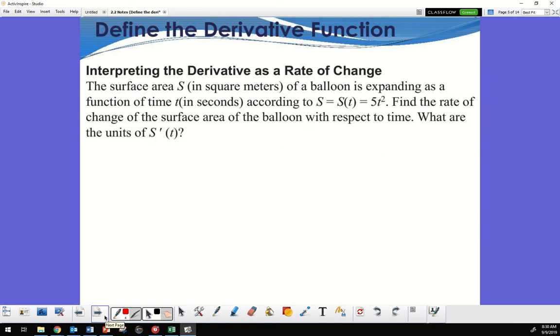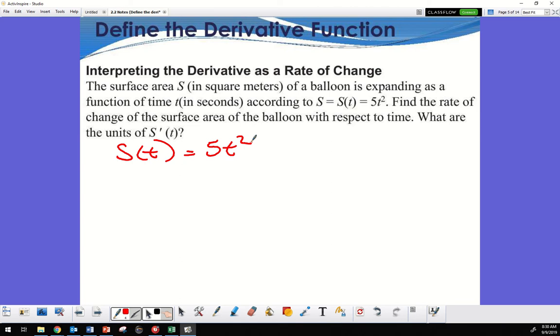Anyway, all right. Interpreted derivative as a rate of change. The surface area S in square meters of a balloon is expanding as a function of time. So I know I'm dealing with surface area, right? Okay, good. So my function is going to be S of t in terms of time is equal to 5t squared. Find the rate of change of the surface area of the balloon with respect to time. What are the units of S prime?